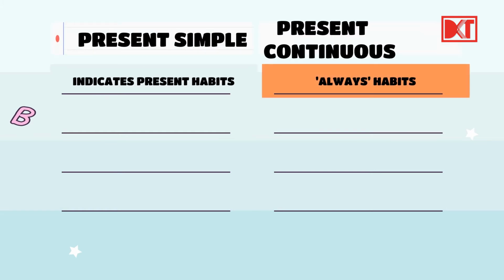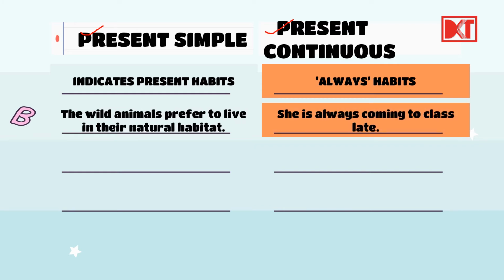Alright, so now we have a few more usages, that is, when do we use present simple and when do we use present continuous. Let's see. Now present simple indicates your present habits, whatever your ongoing habits are. For example, the wild animals, they prefer to live in their natural habitat. This is a present habit for the wild animals. The wild animal is the subject, the verb is prefer, and then the object.